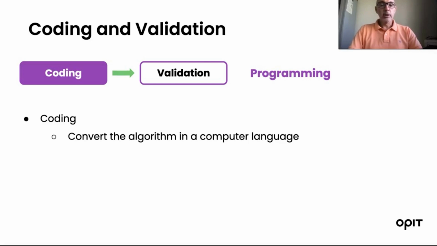What does coding mean? It means converting the algorithm into a computer language. Remember, the algorithm is not something that will be input in your computer. It is something you are going to write down with a sheet of paper and a pen. But when it comes to instructing the computer, you need to use a computer language and convert or code your algorithm into a programming language.